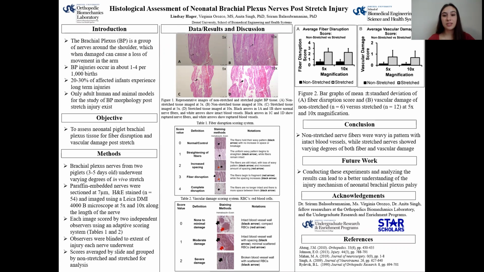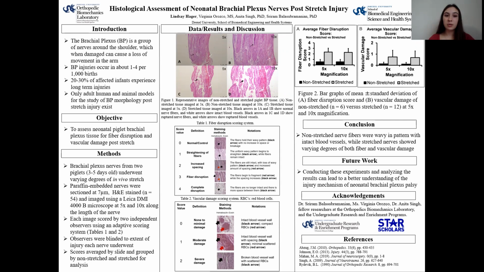studying neonatal brachial plexus nerves post-stretch injury. The brachial plexus is a group of nerves around the shoulder, which when damaged can cause a loss of movement in the arm. Brachial plexus injuries occur in about 1 to 4 per 1,000 births, and 20 to 30% of affected infants experience long-term injuries.